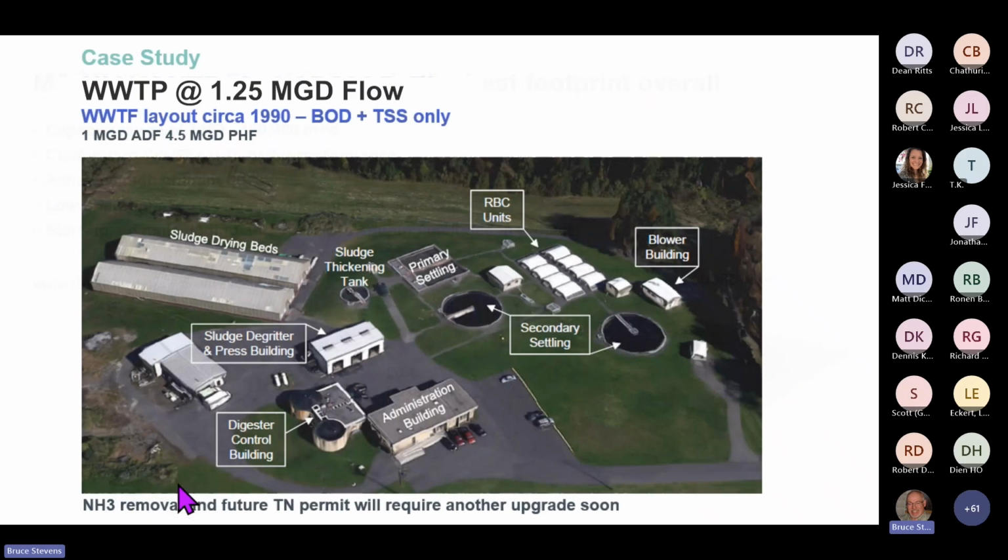This is an example of a small plant we're under evaluation for. It's a 1 MGD facility with a high wet weather flow, 4.5 MGD peak, and it was designed only for BOD and TSS.